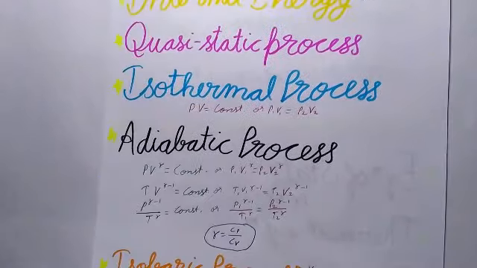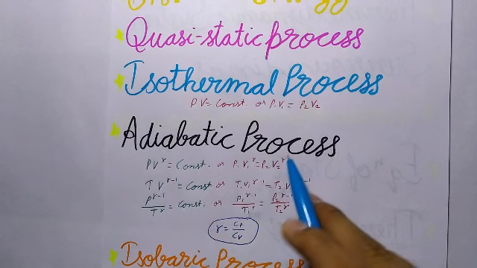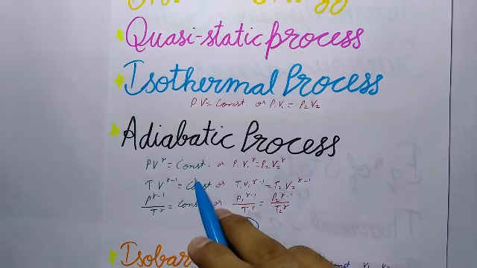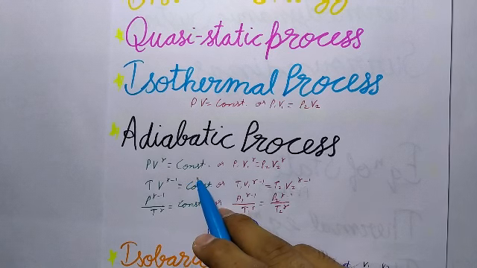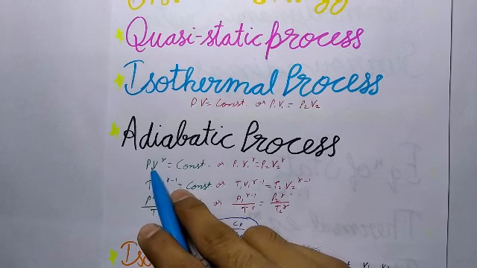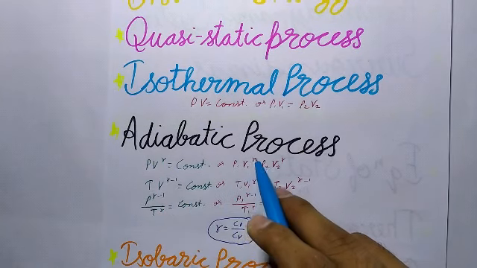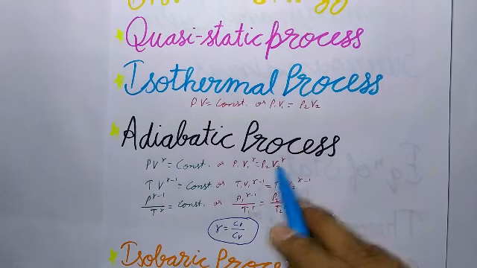Next is adiabatic process. A process in which the thermally insulated system neither loses nor gains heat from the surroundings is called an adiabatic process. And equations of state for adiabatic process are: first is PV to the power gamma equals constant, or P1 V1 to the power gamma equals P2 V2 to the power gamma.